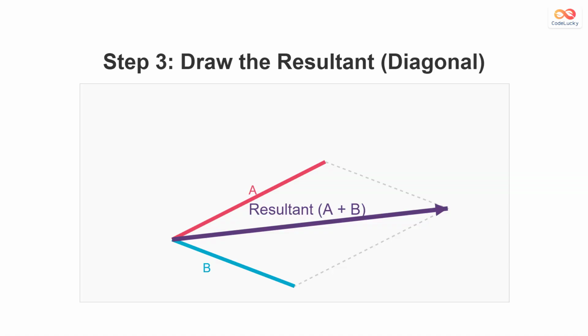The final step is to find the resultant. Draw a solid line from the original starting point of the two vectors to the opposite corner of the parallelogram you just created. This diagonal line is the resultant vector. It represents the sum of vector A and vector B.